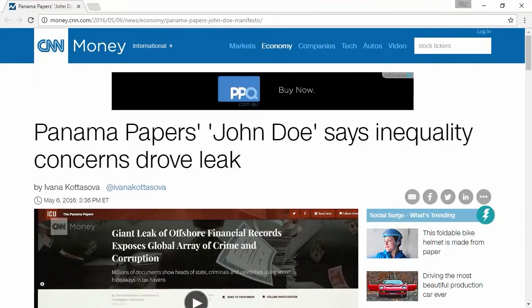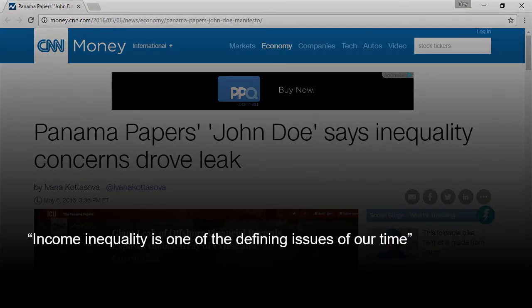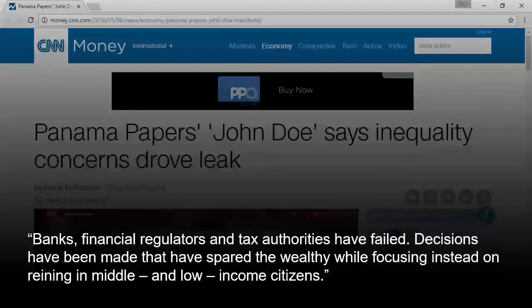He explained it like so. Income inequality is one of the defining issues of our time. He felt that this was a serious problem in the world. This was his ideology, and he felt that by exposing Mossack Fonseca's practices, he could have some influence over that. At the very least, he could expose what was going on. And when you read this statement here, it is very ideological.